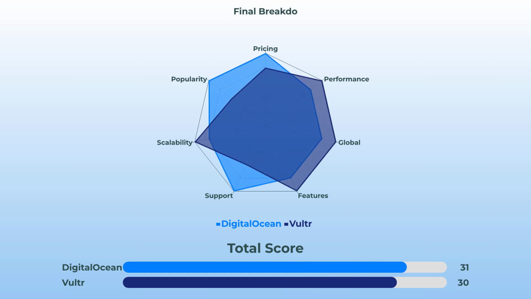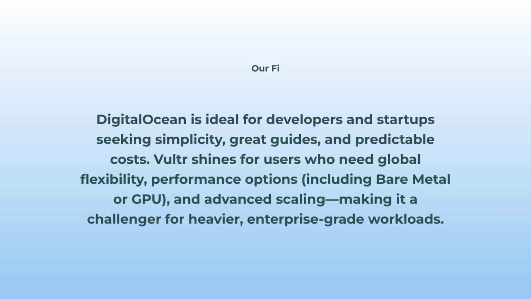So, pulling all those scores together, you can really see the strengths line up. DigitalOcean nails pricing, support, and popularity, while Vultr just explodes in performance, global reach, features, and scalability. The radar chart would definitely lean Vultr for customization and reach, but DigitalOcean dominates where beginner devs and communities gather. So let's break this down.